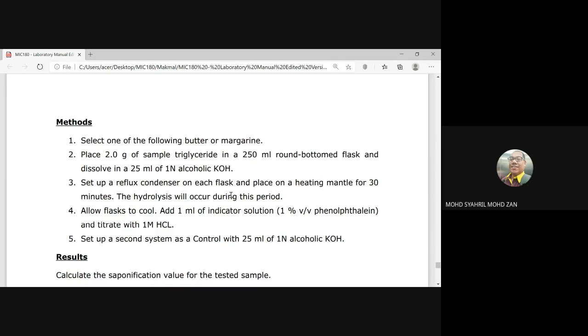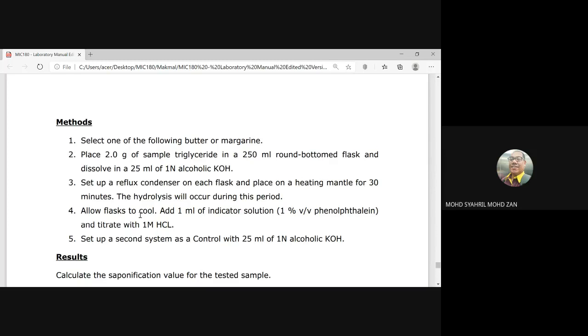So we're using the process of hydrolysis. What's the meaning of hydrolysis? Cleavage. Okay. So why do we have to cleave our butter or margarine? To make sure that our potassium salt will go inside the fatty acids, right? Or our triglyceride. Allow the flask to cool.